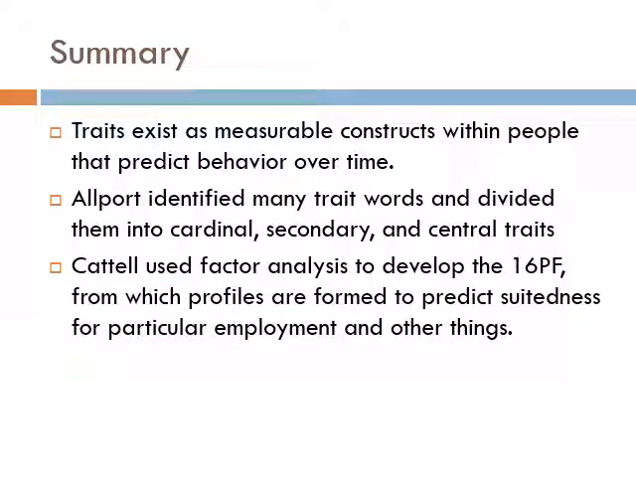So to just summarize what we went through, these traits exist as measurable constructs within people that predict behavior over time. Allport identified many trait words and divided them into cardinal, secondary, and central traits. And then Cattell took that and used factor analysis, a statistical process, to develop the 16PF, from which profiles are formed to predict suitedness for employment and other things.